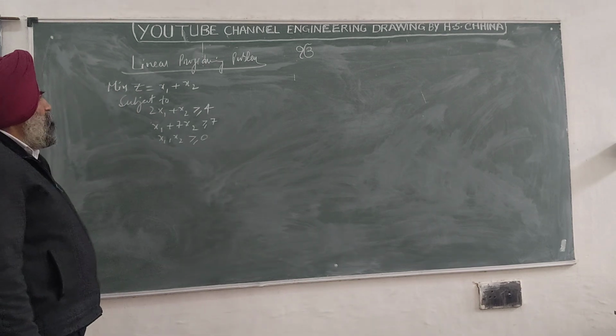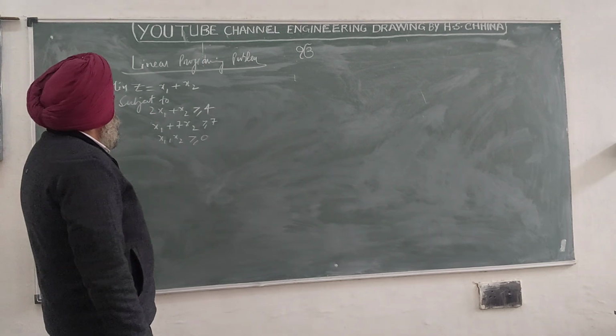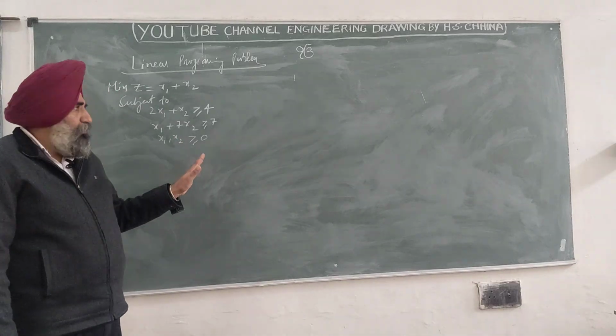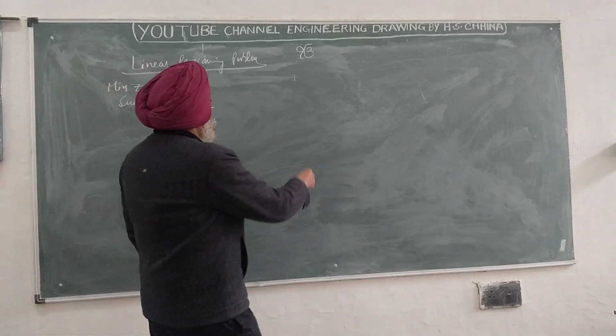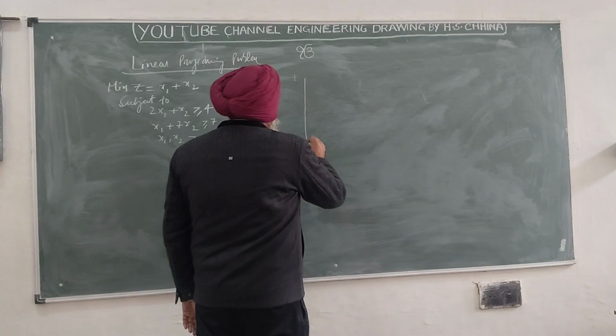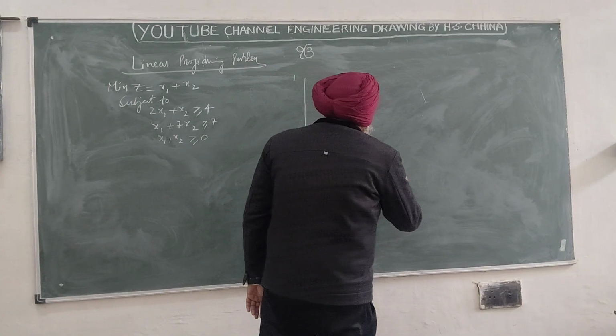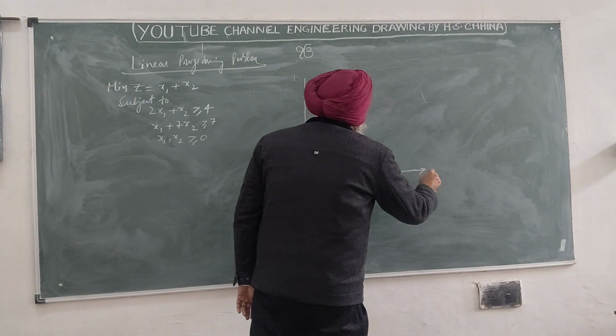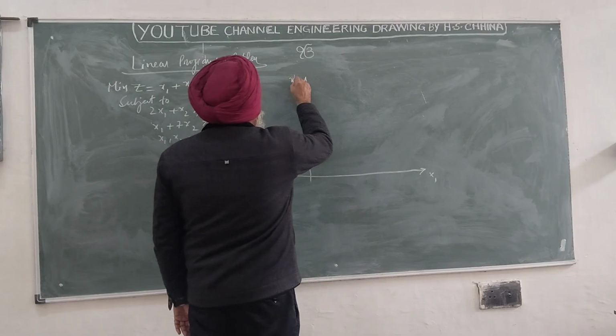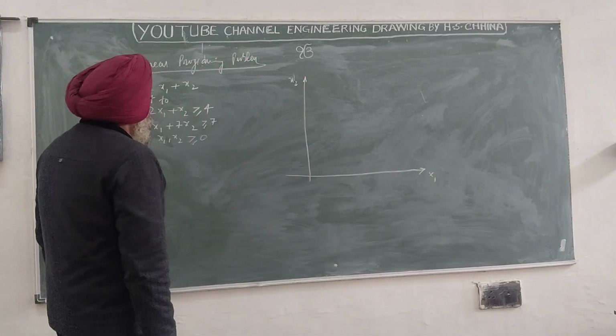We will solve this problem with a couple of methods. Because the number of variables is 2, the best method is the graphical method. Let us take the graphical method. We will get the same result by making use of all the methods, but let us start with the graphical.